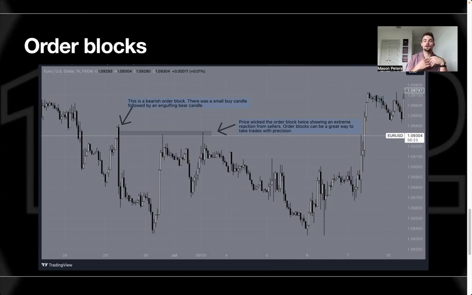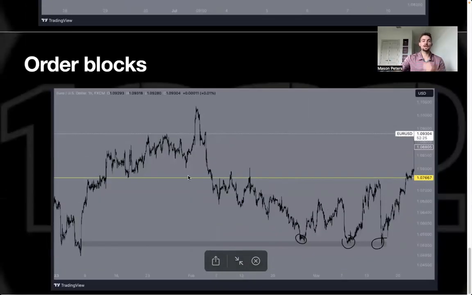So order blocks occur all the time on almost every time frame. So let's look at a large 1 hour order block. This was a large 1 hour order block that was created that got revisited 3 different times as a really large support. So that means that institutions were most likely buying large amounts of euros at this price level.